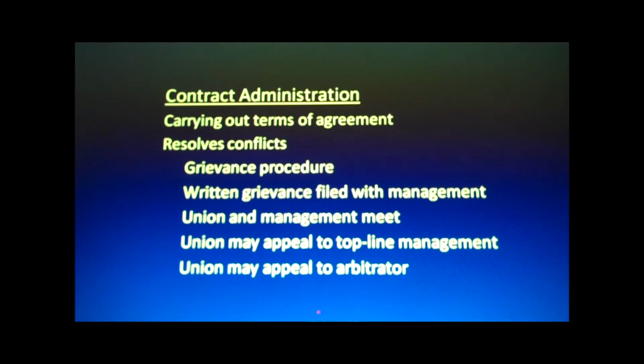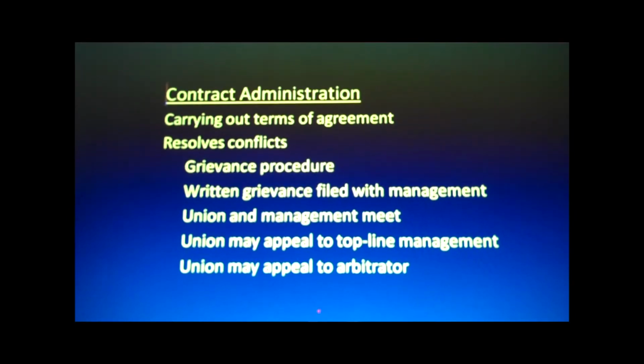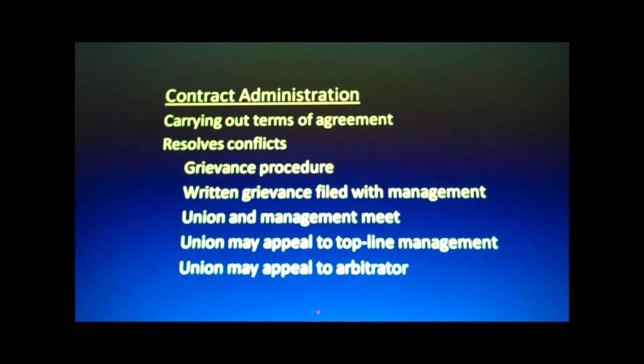There's a grievance procedure where a complaint is filed with a line manager. If the problem is not solved on this level, the process can proceed to the union and management meeting to discuss the issue. The union may then appeal to the top management and the firm's industrial relations representative. And if that fails, the issue can go into arbitration.